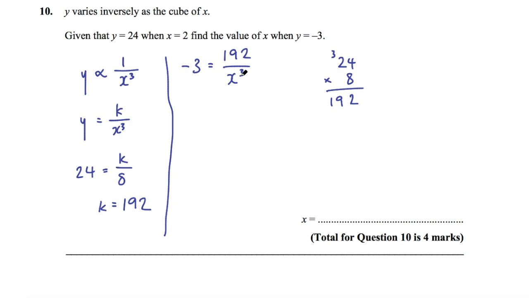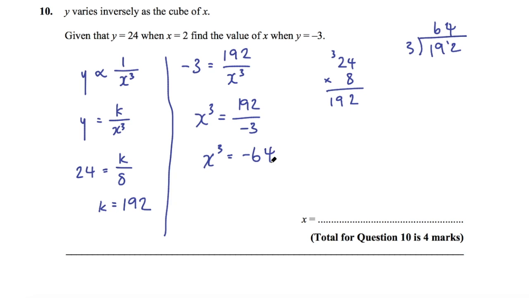Okay, so now we can solve for x here, so we can swap these numbers over. So x cubed equals 192 divided by minus 3. And let's do another bus stop division here. So 192 divided by 3. 3 goes into 19 6 times with 1 left over, and 3 goes into 12 4 times. So 192 divided by 3 is 64. So x cubed equals minus 64 because we have that minus there.